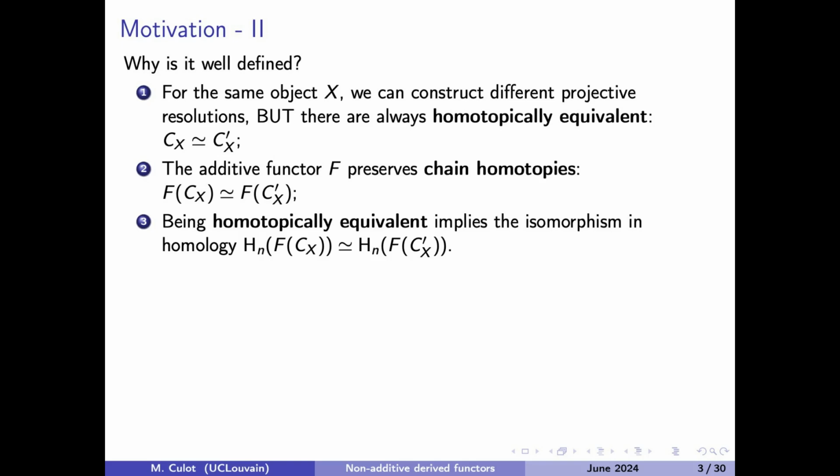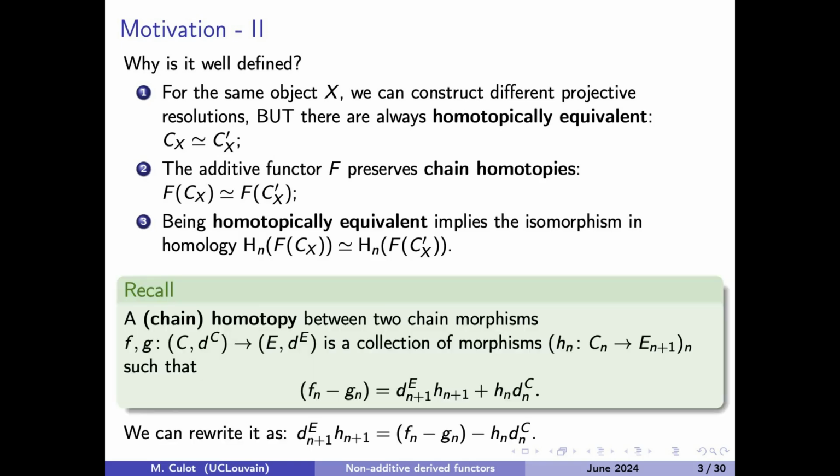But here, as you can see, in the first two steps I use homotopy, and homotopy is defined in this way. A homotopy between two chain morphisms is defined with a collection of morphisms h_n satisfying such a condition. As you can see, we need abelian categories for that to make sense, because we need the Hom sets to be abelian groups. And so, how can I talk about non-additive derived functors?